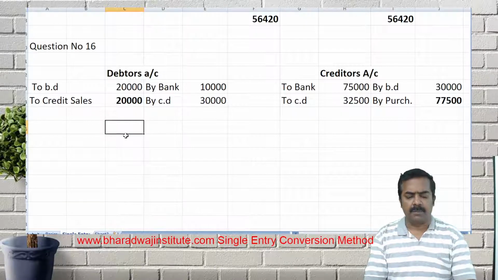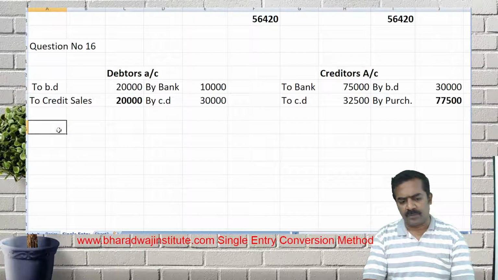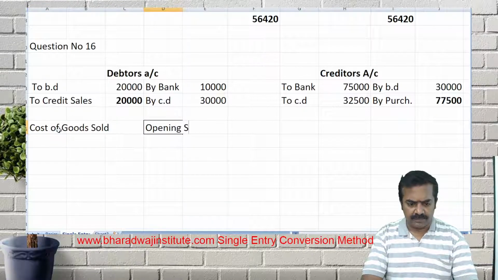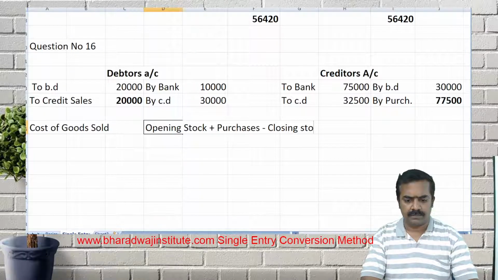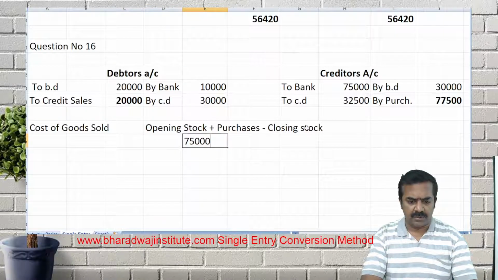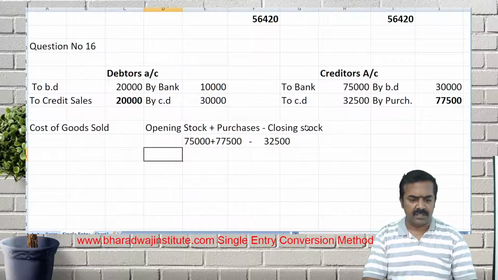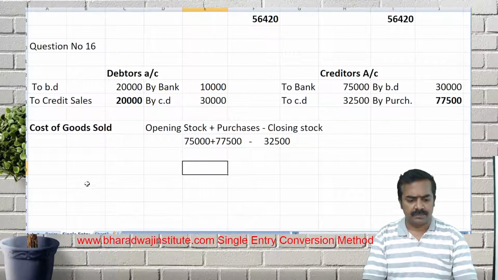Now let us prepare. You can prepare either a trading account or go by the cost of goods sold model. What is the formula for cost of goods sold? Opening stock plus purchases minus closing stock. What is the opening stock? 75,000 plus purchases 77,500, only 77,500. There are no cash purchases. Minus closing stock, how much is there? 32,500. That will give us cost of goods sold. What is the cost of goods sold?